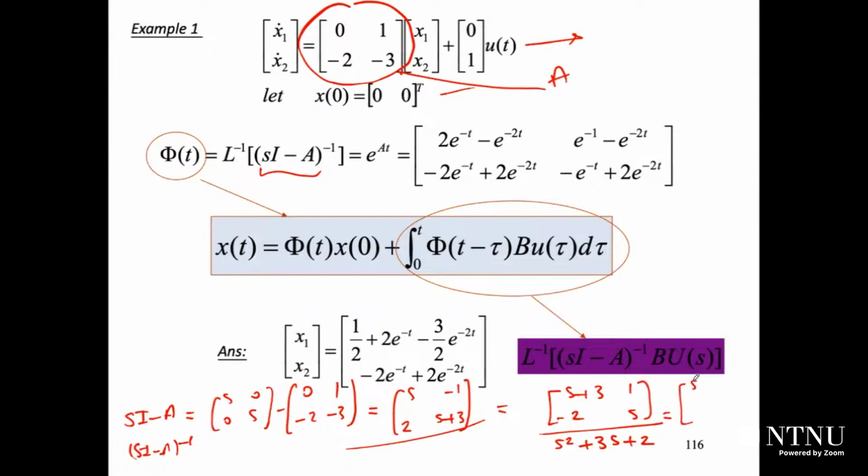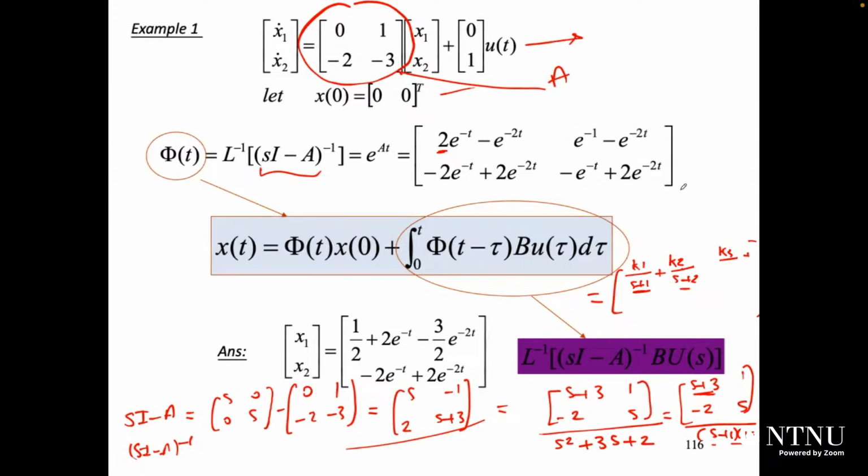So it will be [s plus 3, 1; minus 2, s] divided by the factorization, s plus 1 multiplied by s plus 2. Divide this one by this one and use partial fraction expansion. So I can say it will be equal k1 divided by s plus 1 plus k2 divided by s plus 2. This one also will be like k1, k2, k3, k4, so we need to repeat the partial fraction expansion and find k1, k2, k3. So when you apply the inverse Laplace transform, it will be 2 exponential minus t minus exponential minus 2t.